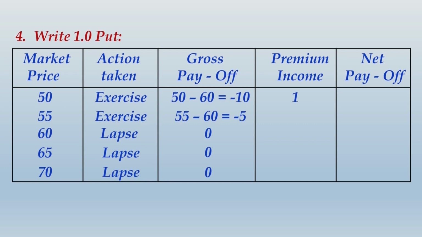Premium income was just 1 rupee in all the cases, and your gross payoff plus premium income will give you the net payoff: minus 9, minus 4 and then positive 1, 1 and 1. So write up these calculations also, and that will be the end of the solution.